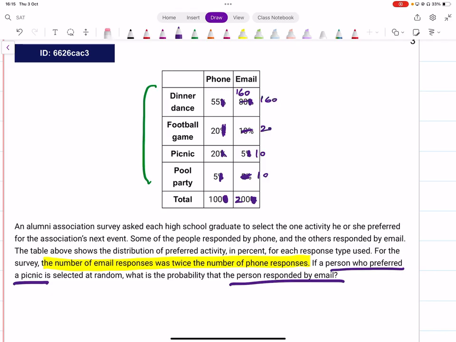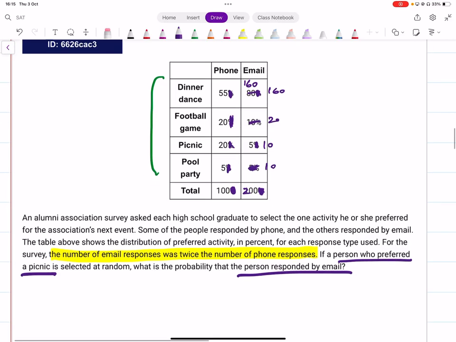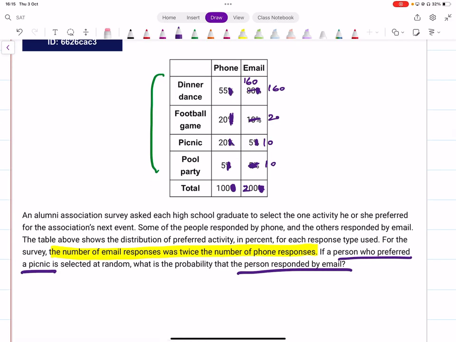right? Out of 200. What's the probability that the person responded by email if a person who preferred picnic was selected? What's the total number of people who preferred picnic? 30. Out of 30, what's the probability that they responded by email? 10 out of 30. So that's 1 over 3.